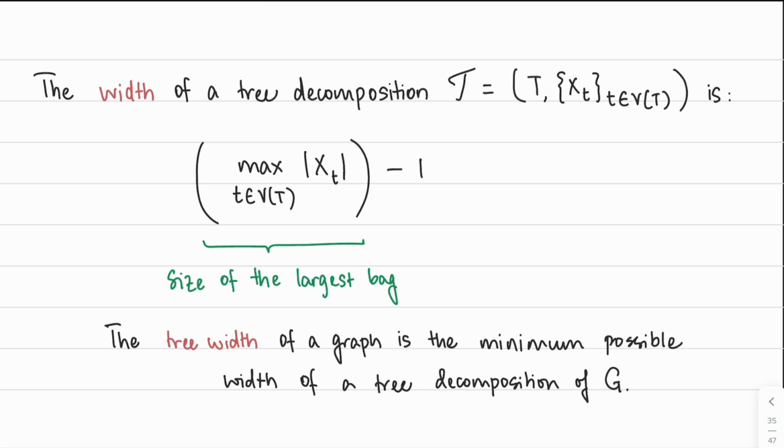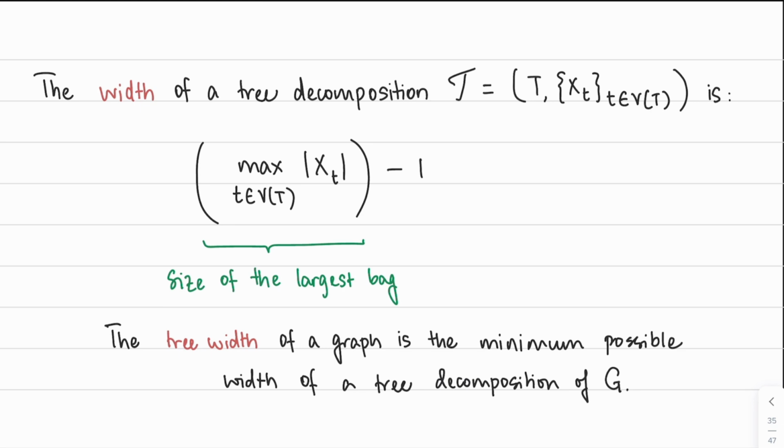Again, this is very similar to how we defined path width. We look at all valid tree decompositions of a graph and we pick the one which has the smallest width. And that width is called the tree width of a graph. So every time you have a graph and you have a valid tree decomposition for it, the width of that tree decomposition is an upper bound for the tree width of the graph, because you know that you can certainly at least get the tree width down to whatever you got out of this particular decomposition.